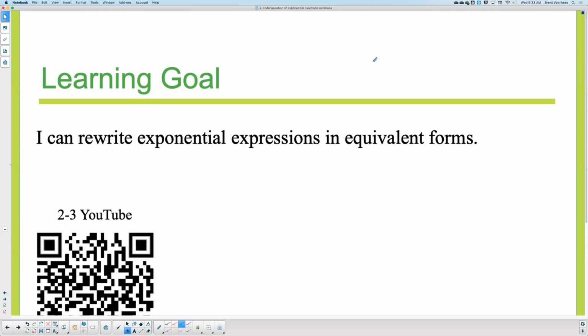All right, we're going to take a look at lesson 2.3. What are we doing today? We are going to be rewriting exponential functions. So today is a lot heavier dosage of exponentials and only exponentials. That's what we're looking at today.